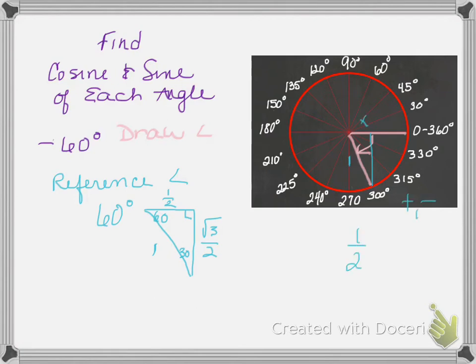Remember your signs. In the fourth quadrant, x is positive and y is negative. So we have a positive 1/2, but a negative square root of 3 over 2. And of course, if I asked for the cosine, you would say 1/2. Or if I asked for the sine of negative 60 degrees, you would say negative square root of 3 over 2. Hopefully you can see there's a lot of repetition. Knowing these basic triangles is what really makes this rather quick.